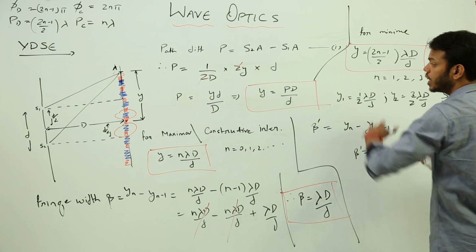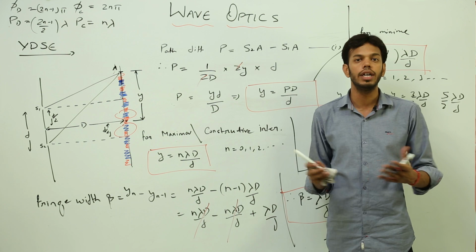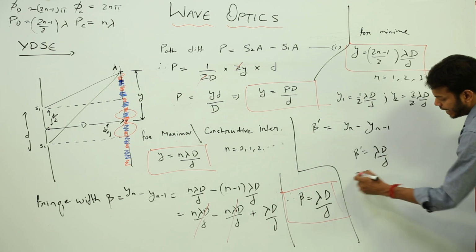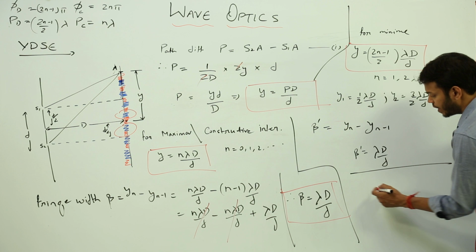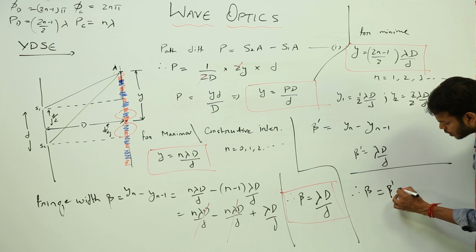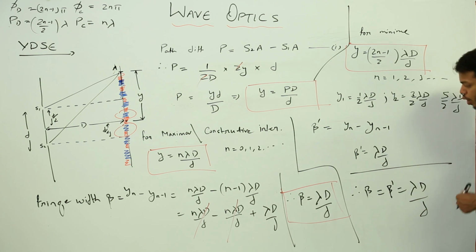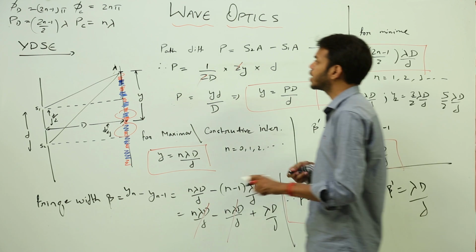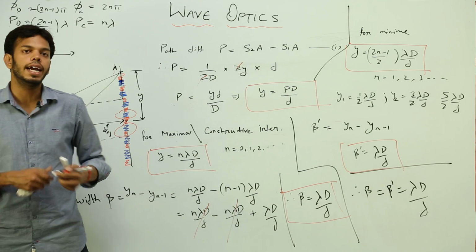Alright, so this whole thing can be asked to you in very different formats. Now in the end you can conclude this derivation like this. Therefore beta is equal to beta dash, which is equal to lambda D upon d, and fringe widths are equal in case of maxima and minima. Alright.